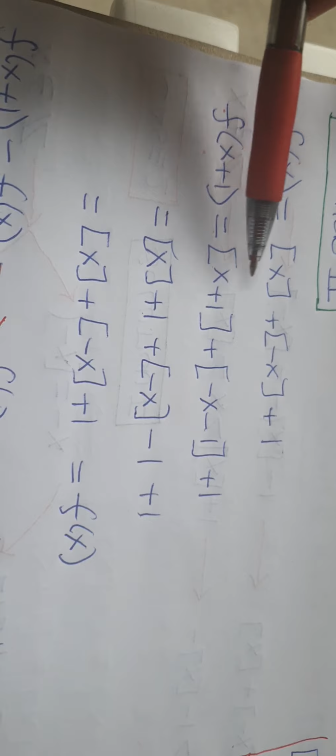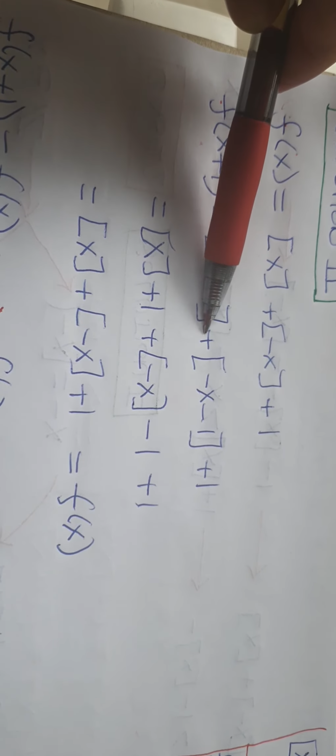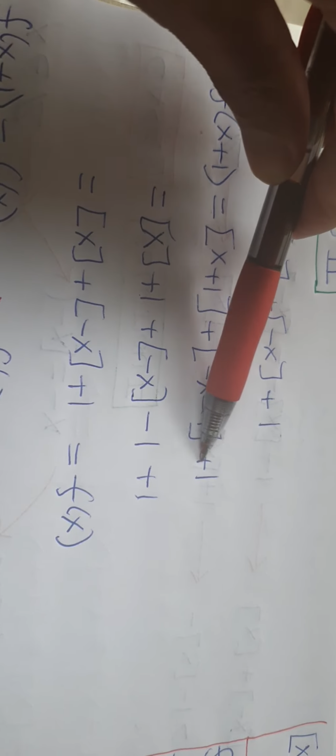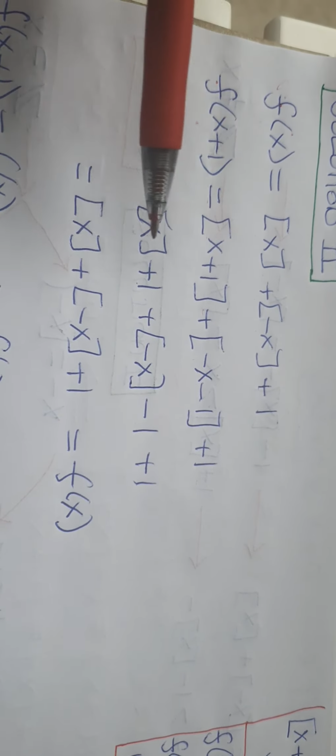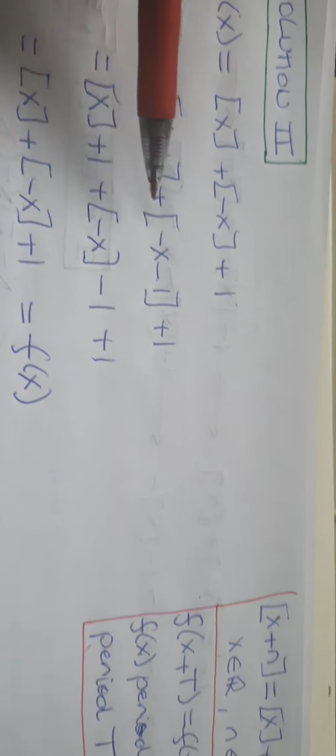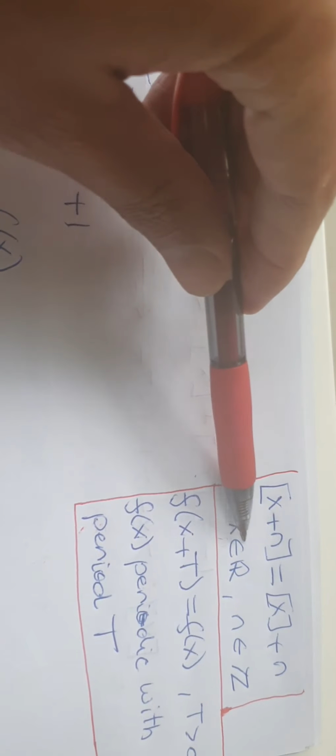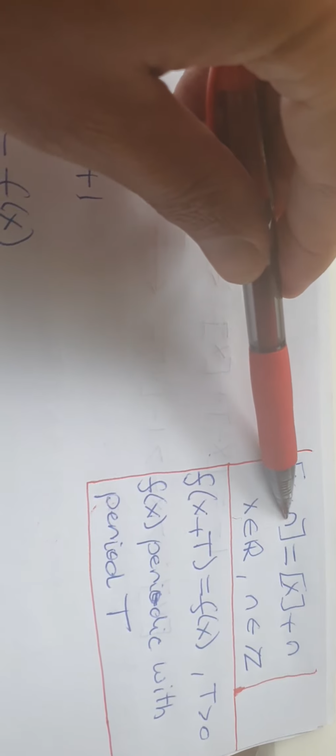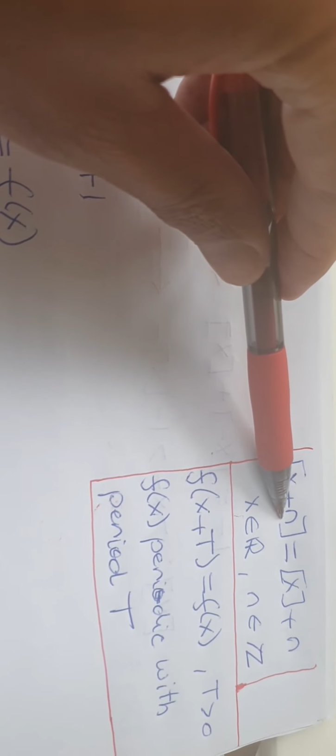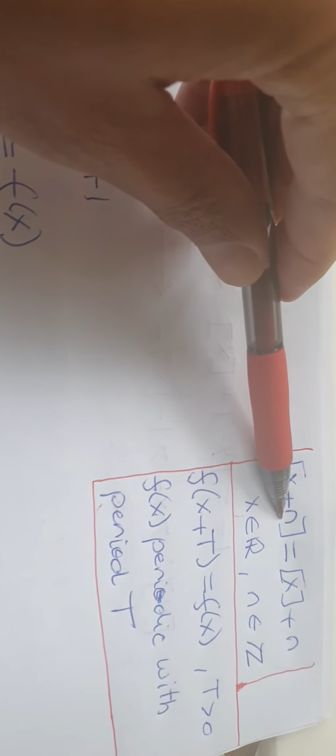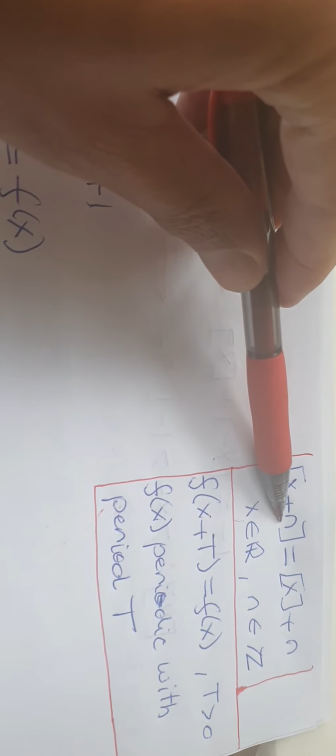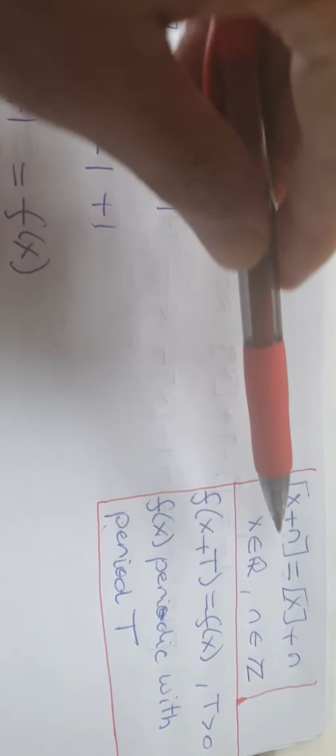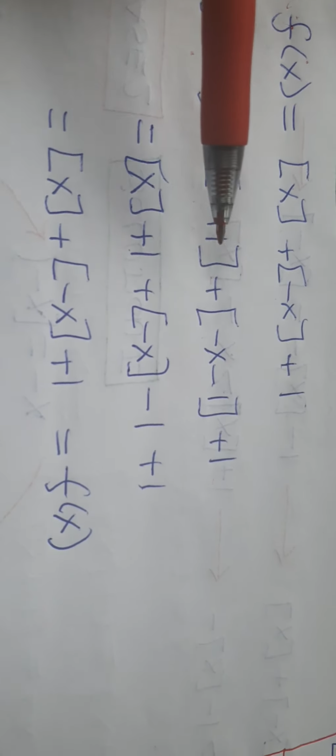so the integer part of x plus 1 plus the integer part of minus x minus 1 plus 1. And now I'm going to use this first fact, which says that if I have an integer inside the square brackets, I can move it out and still have this equality. And this is what I'm going to apply here.